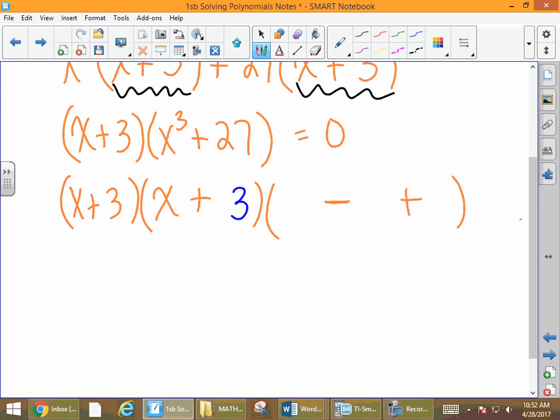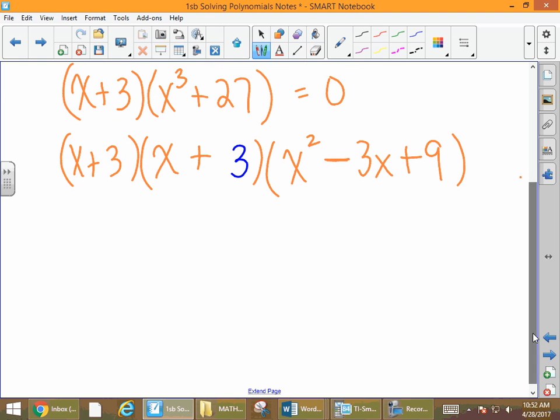And now we can finish factoring. x cubed divided by x is x squared. 27 divided by 3 is 9. And the middle term is x times 3 equals 3x. So we're in a good place here, but this is still a little bit of a lengthy problem. But we can figure out x plus 3 equals 0 by subtracting 3 from both sides. We get x equals -3.